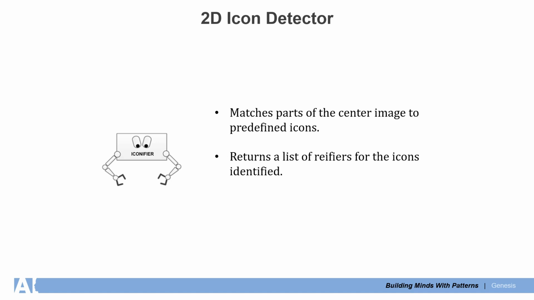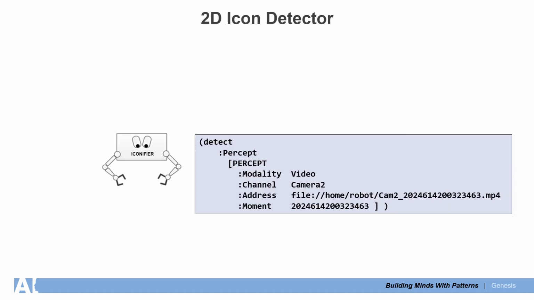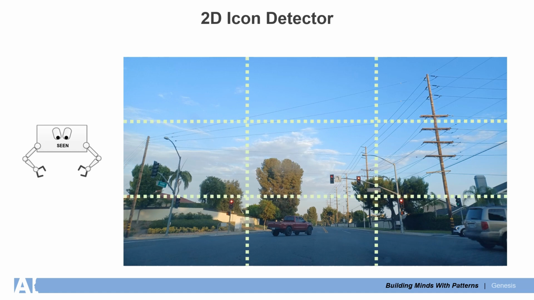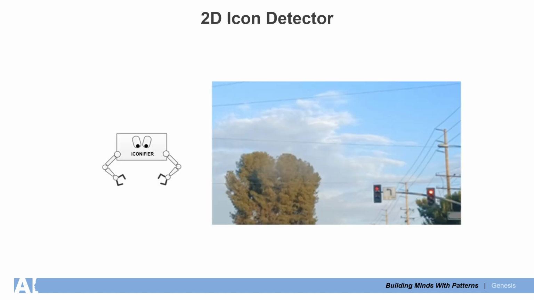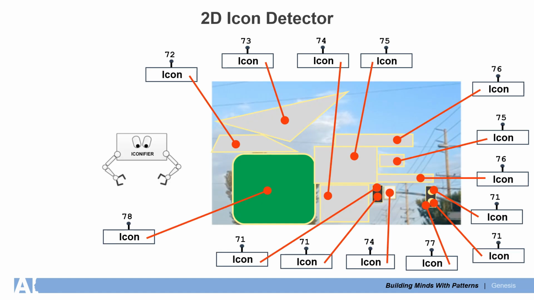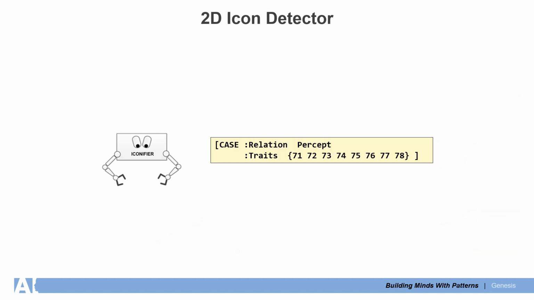The 2D icon detector matches parts of the center image of a video clip to predefined icons and returns a list of reifiers for the icons identified. Given a request to detect icons on a 1-second video clip, the icon detector extracts the first frame of the video, divides the frame into sections, and then extracts the central section of the frame. Various pre-configured icons from the totality are compared to the central section. The detected icon reifiers are gathered into a list with duplicates removed. These reifiers become traits of the percept, and the iconifier returns those traits to the perceiver.